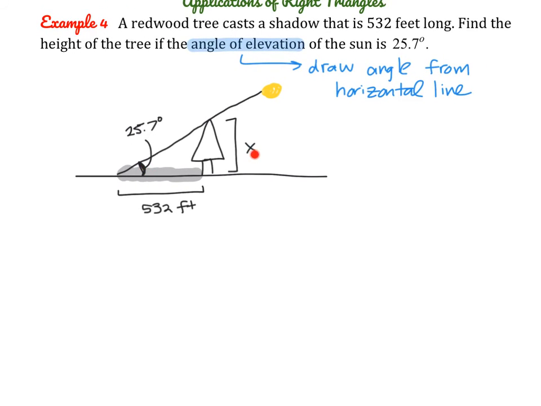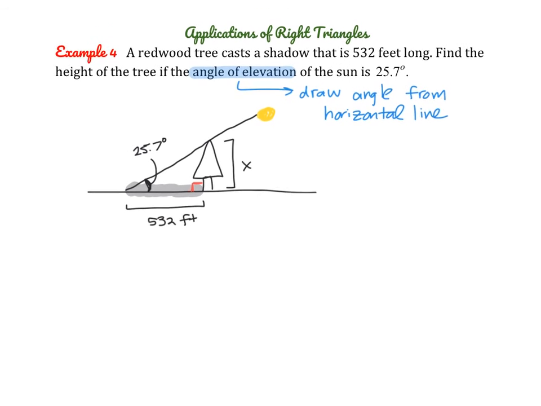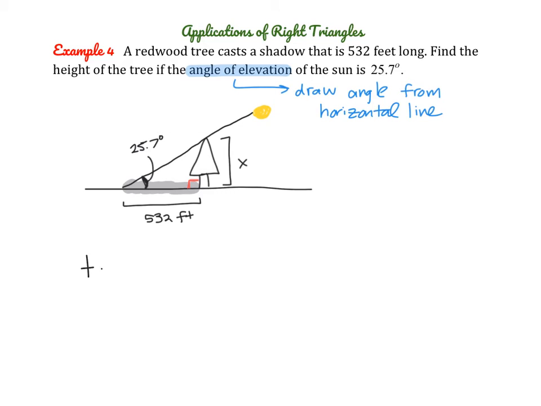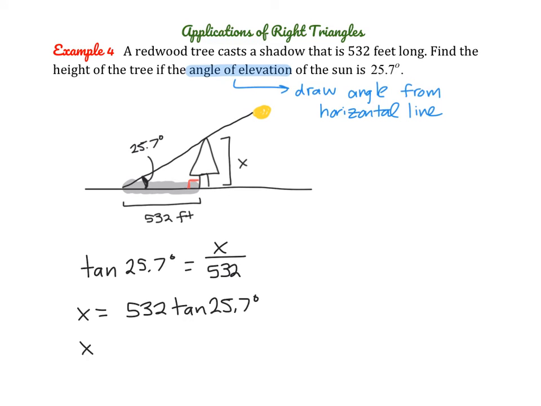Okay, so now let's look at the information we have and see how we're going to solve it. I have this angle. I can assume that this is a right triangle. And I have an opposite and adjacent side, so I know that I'm going to use the tangent function. The tangent of 25.7 degrees is opposite over adjacent, so x over 532. Then we're going to multiply both sides by 532, so 532 times the tangent of 25.7 degrees. This is what you would plug into your calculator for a decimal approximation. We'll just round it to the nearest whole number, so 256 feet.